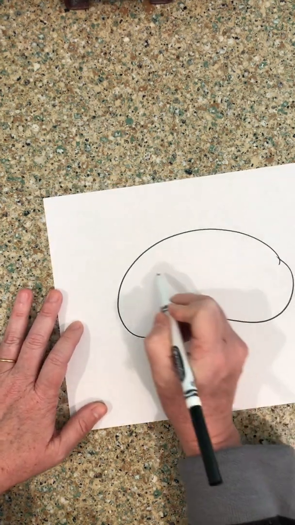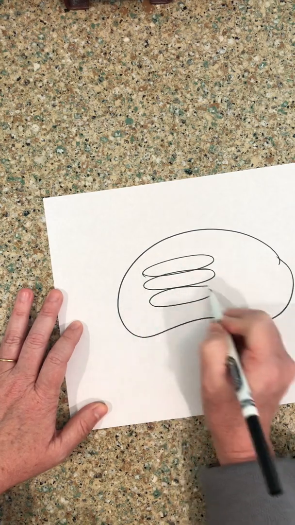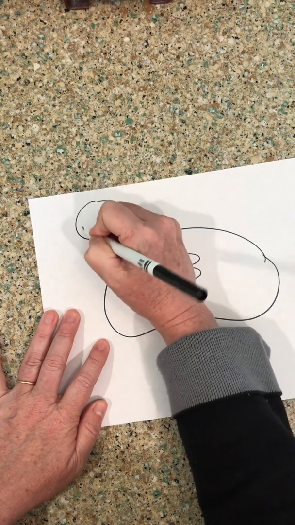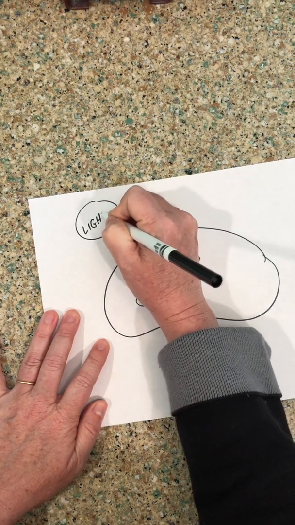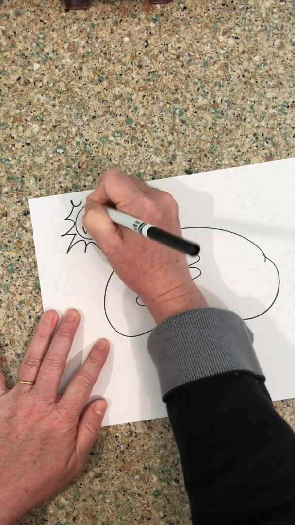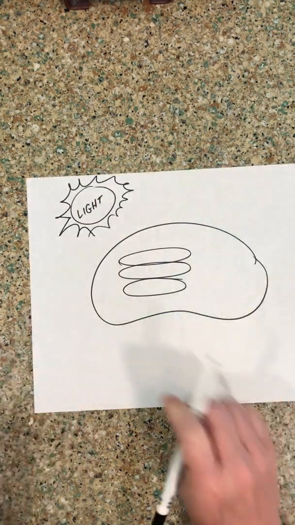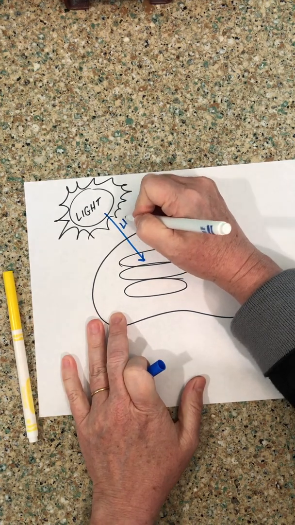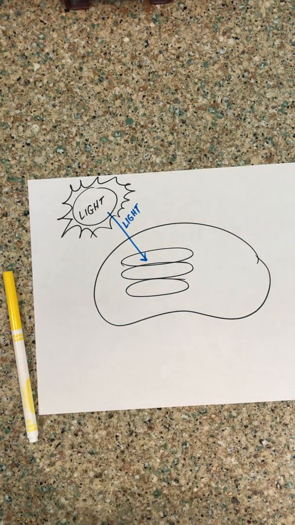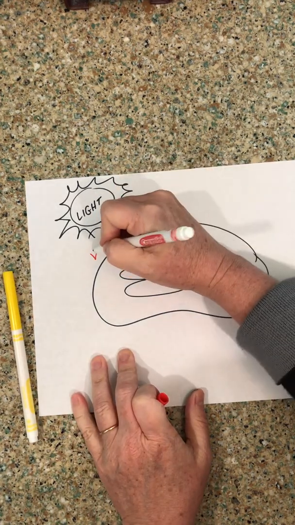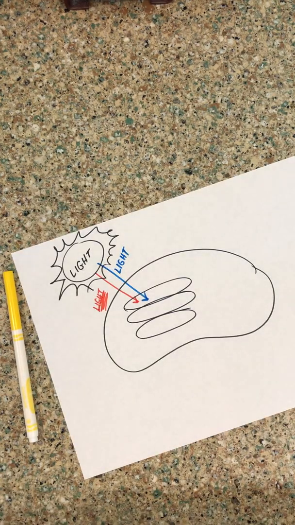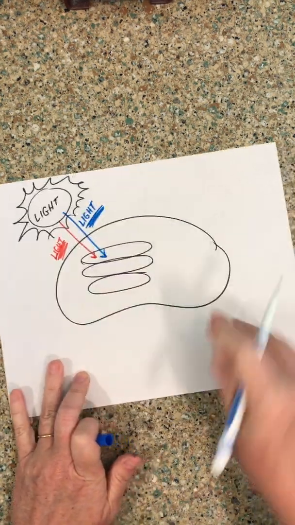So inside this chloroplast, okay, we're going to do our sun, or our light source, L-I-G-H-T, okay, and we're going to draw a blue arrow of light, and we are going to draw a red arrow of light, because plants actually prefer red and blue.